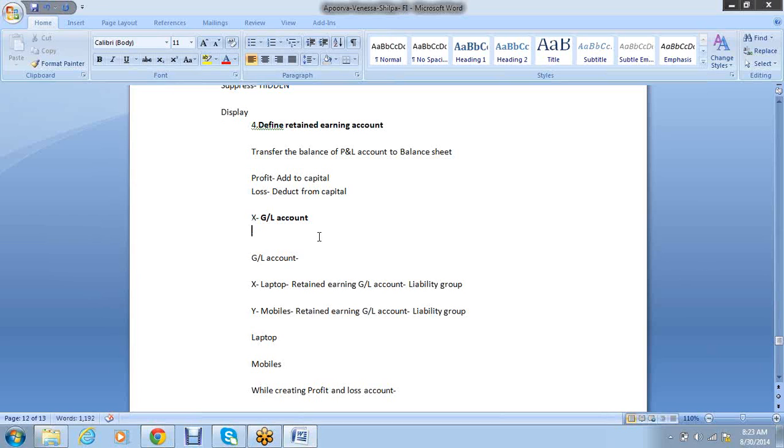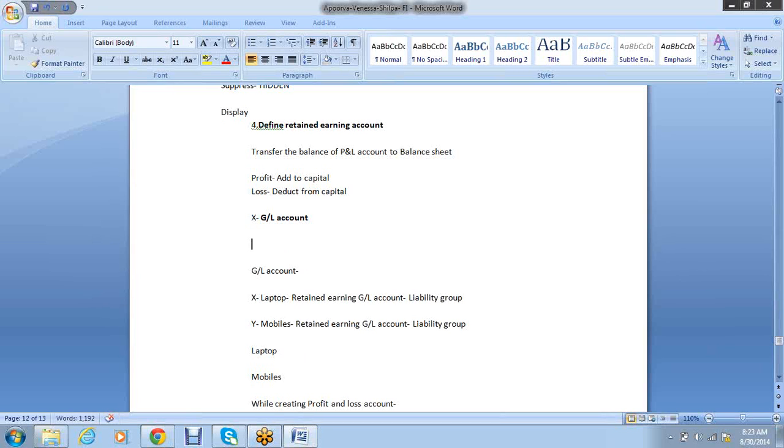Now here, one more concept is there. For example, let's say my client said, I have two products. One is mobile, one is laptop. And I want two different profit and loss accounts for reporting purposes. Then I have to maintain multiple retained earnings accounts, one as X, one as Y. Any identification I can give. So for X, we will have a separate retained earnings account.